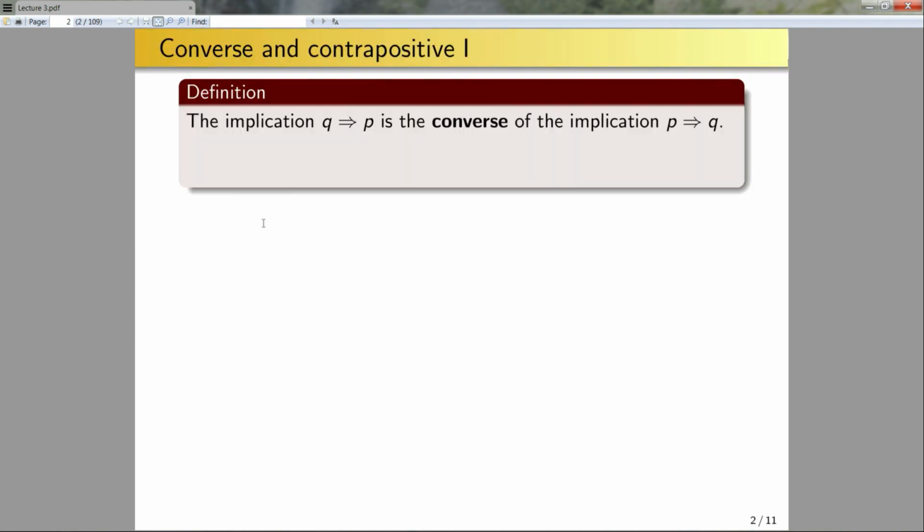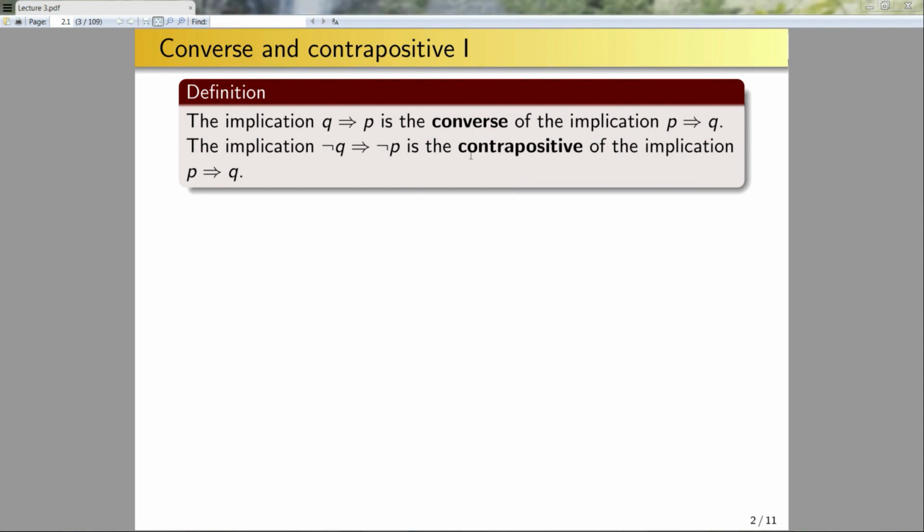So the implication Q implies P is the converse of the implication P implies Q. Further, the implication not Q implies not P is the contrapositive of the implication P implies Q. So why do we care about these two particular implications? Well, the answer is the contrapositive gives us a new proof technique for how to prove a statement. And for any given statement, a natural first question to ask is, does the converse of the statement hold? So these two types of implications are commonly mixed up, so make sure you do not mix them up.